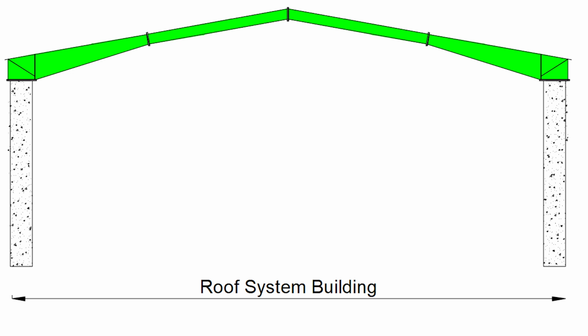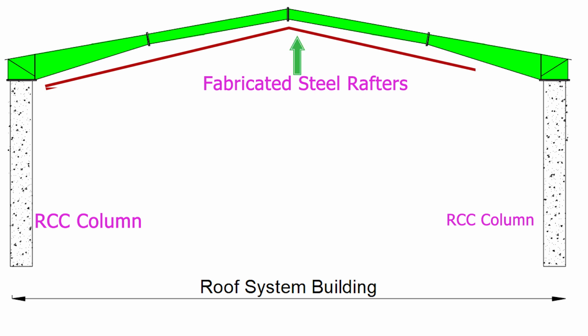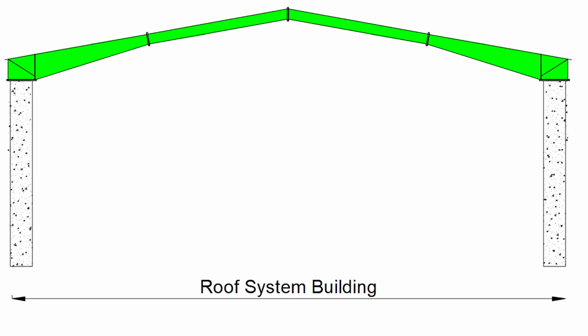Next is roof system building. In this type of building, a frame of fabricated steel rafters is placed on top of RCC columns, and many other frames are joined together with the help of purlins to form a building. This is what we call a roof system building. The maximum practical span of this type of building can be up to 50 meters.